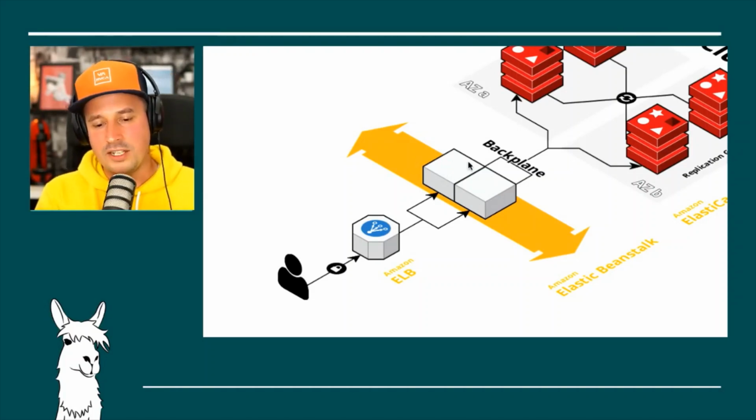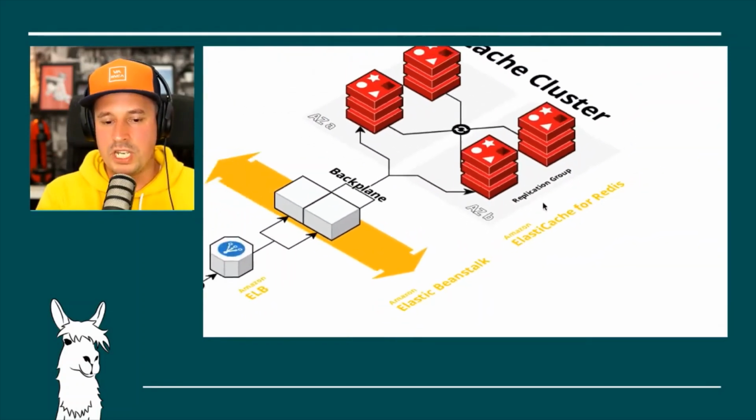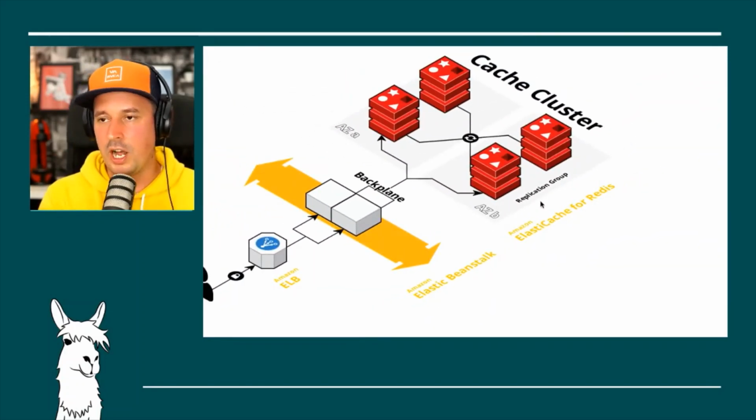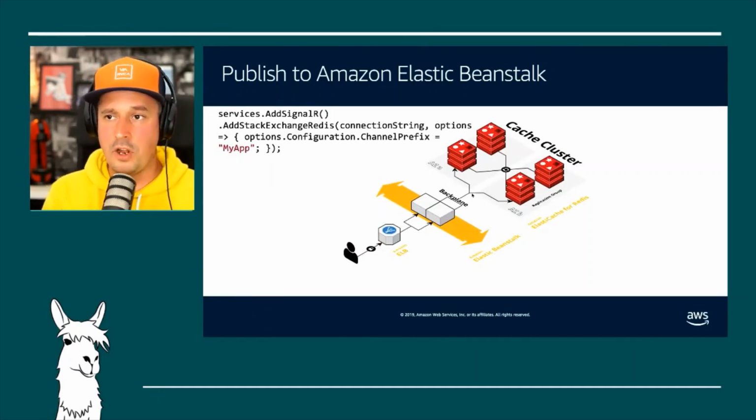So SignalR has this concept of a backplane. Real-time applications have this concept of a backplane. And we usually implement it in SignalR using Redis. Redis has a really cool pub sub mechanism, which SignalR takes advantage of. And in Amazon, we have a service called Elasticache for Redis, which is basically a managed Redis service. So I can create one of those, and then I have to put this piece of code in my .NET application.